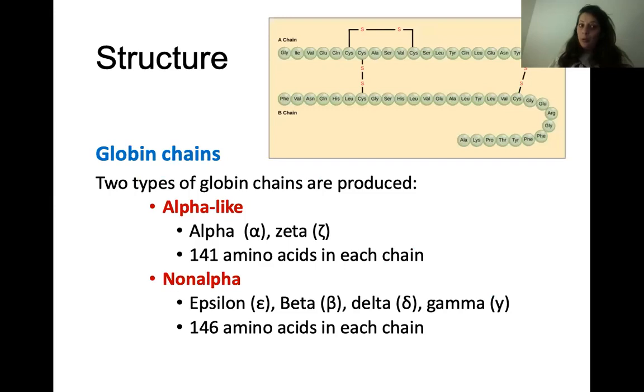We said that the hemoglobin is built of 4 globin chains, and there are 2 types of globin chains that are produced, either alpha-like or non-alpha. So alpha-like can be either alpha or zeta, and these are made of 141 amino acids in each chain, whereas the non-alpha, which can be epsilon, beta, delta, or gamma, are a bit longer, and they are composed of 146 amino acids in each chain.